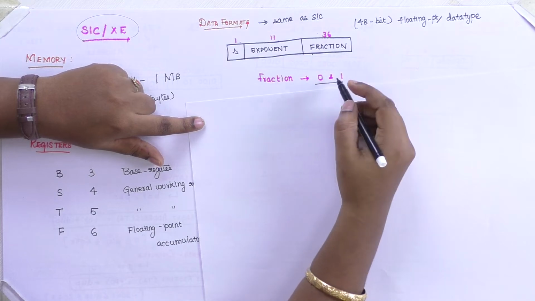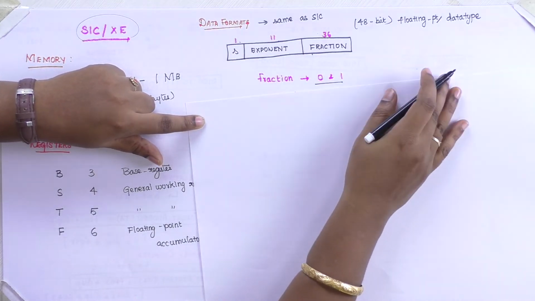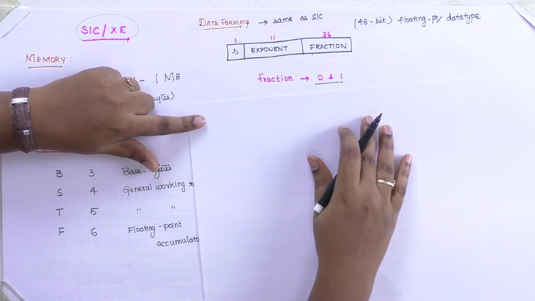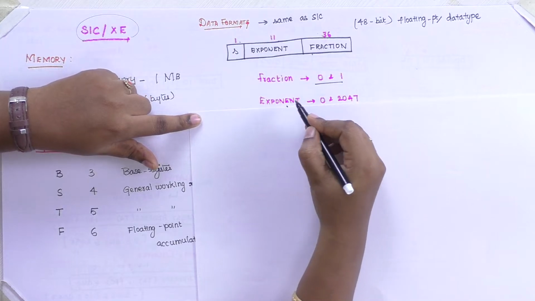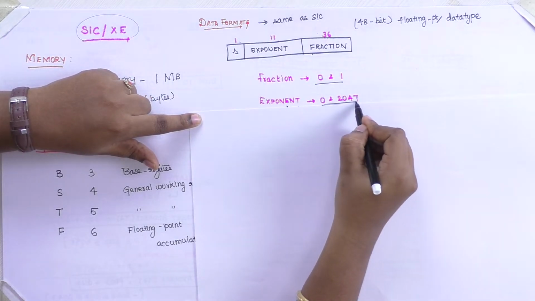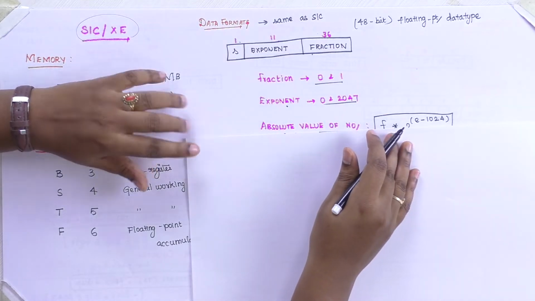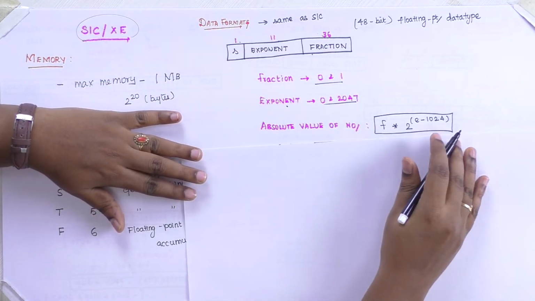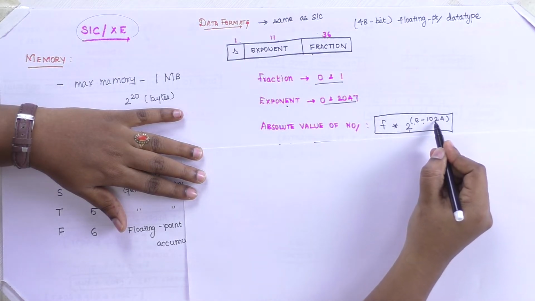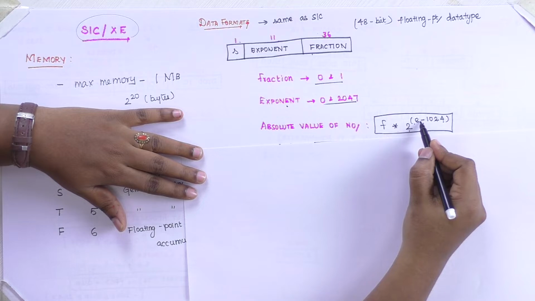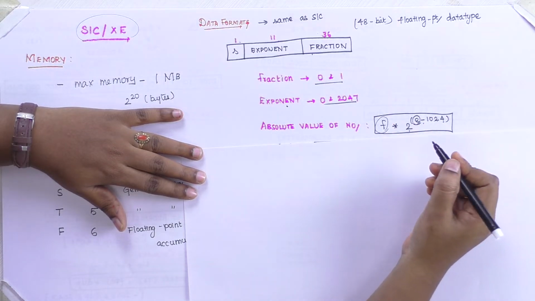For normalized floating point numbers, the higher order bit of the fraction must be 1. Then the exponent. The exponent is an unsigned binary number and its value is between 0 and 2047. The absolute value of a number is represented by this formula, f into 2 power (e minus 1024). Here e stands for exponent and f stands for fraction value.